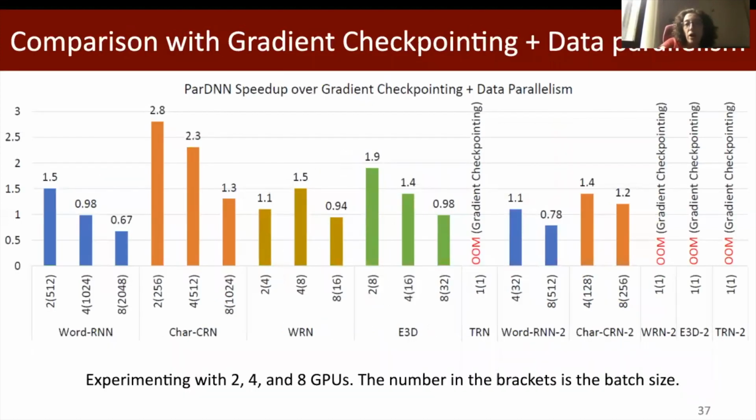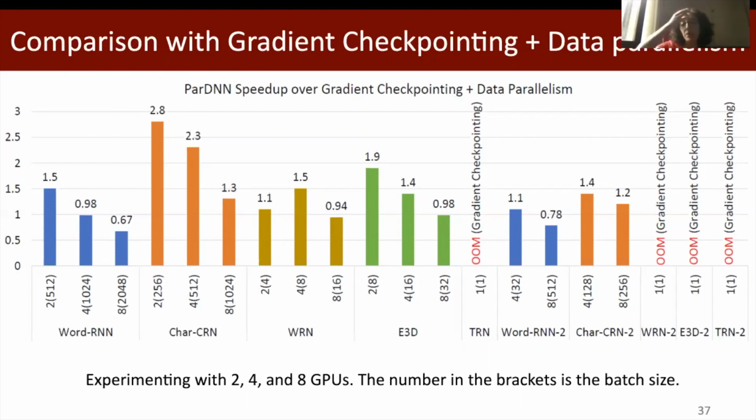Okay, so we also compared our performance with gradient checkpointing plus data parallelism. As I mentioned, gradient checkpointing is a popular method. The main idea is redundant recompute. So for example, they don't keep all the intermediate data, but instead they recompute it in the back propagation. So that saves a lot of memory space.